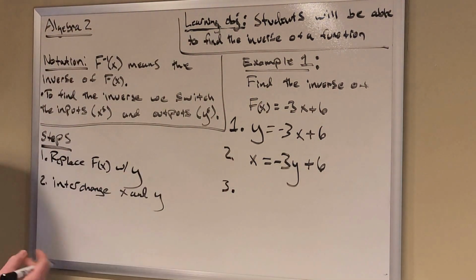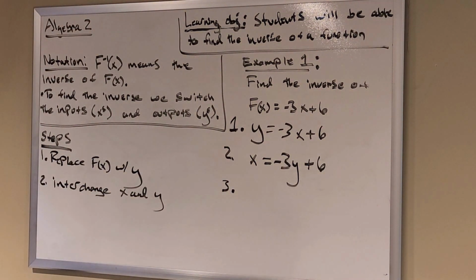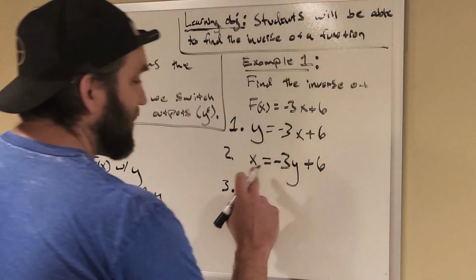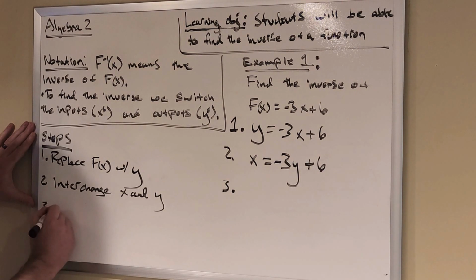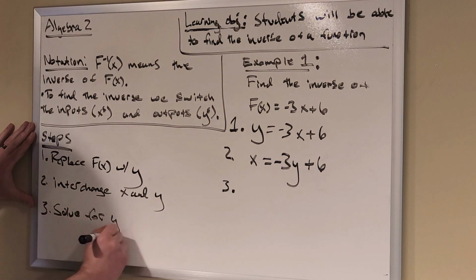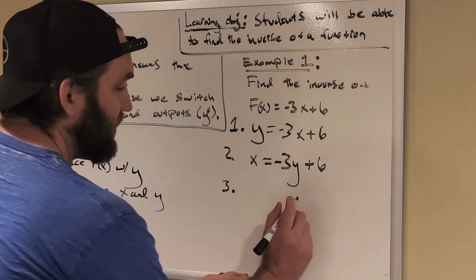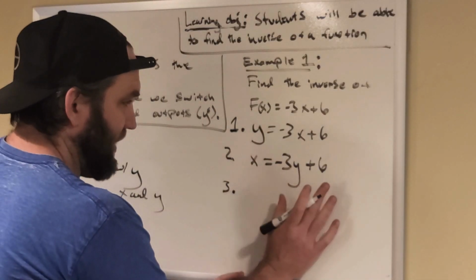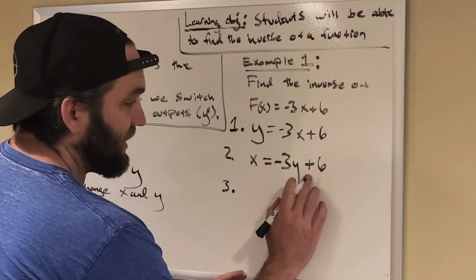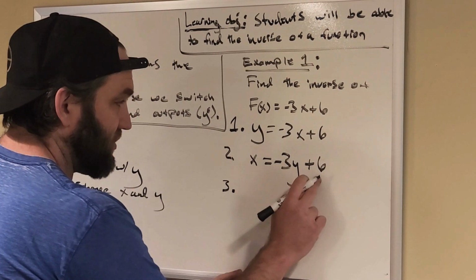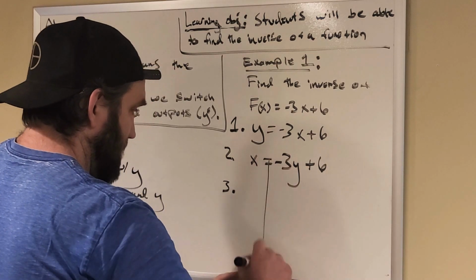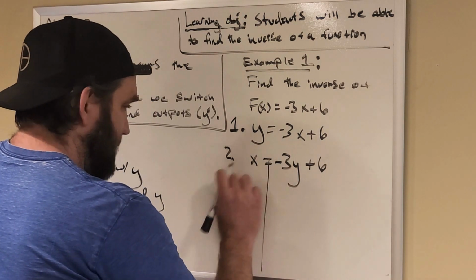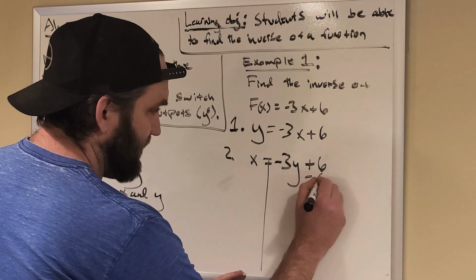3, I'm going to solve for my y. So I want to get this equation y equals. So I'm going to solve for y. To solve for y, the first thing I want to do is get rid of the 6 that's over here and bring it to the other side. So I'm just going to move this here. So minus 6.